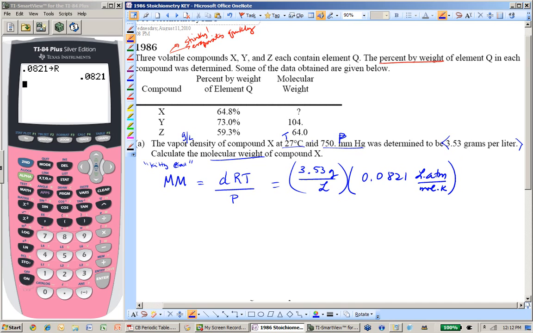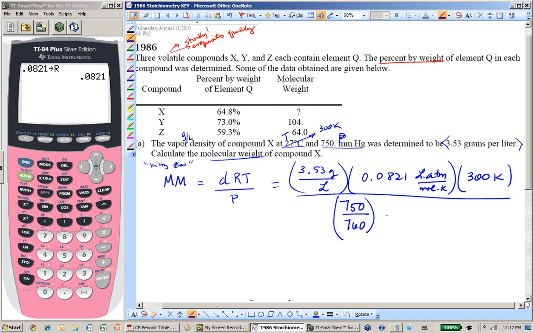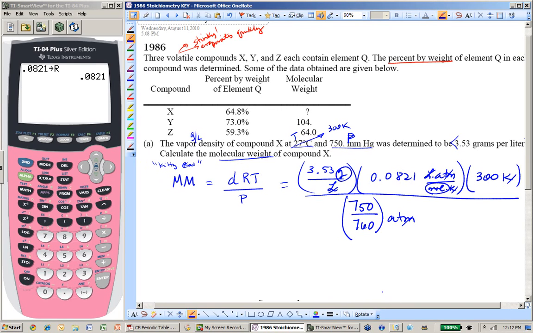The T has to go in as Kelvin. So this will be 27 plus 273, and I can do that in my head. That's 300 Kelvin. And the P has got to be in atmospheres. There are 760 millimeters of mercury in 1 atmosphere, so we have a fraction of an atmosphere that is equal to 750 over 760 atmospheres. So my atmospheres will cancel, my kelvins will cancel, my liters will cancel, and I will come out in grams per mole, which is beautiful if you're looking for a molar mass.